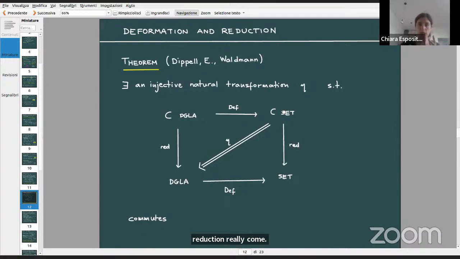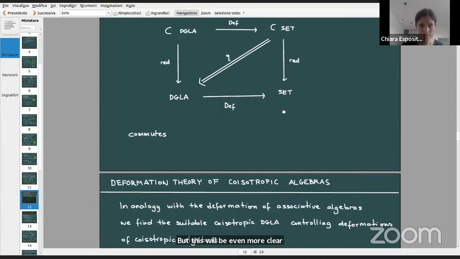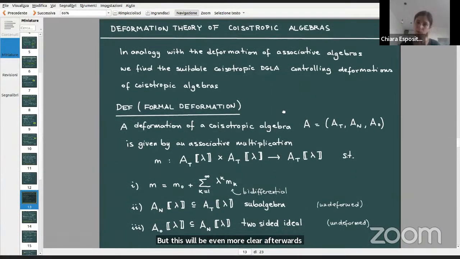So you see, this shows us that somehow this formalism of coisotropic DGLAs, coisotropic algebras, is really encoding reduction, and these deformations are somehow compatible with reduction. But this will be even more clear afterwards. So now we really have to understand how to connect this abstract way of deforming via functor with the formal deformations I have in mind. And I think this starts clarifying a little bit Anton's question. We have to understand which coisotropic DGLA actually controls the deformation of coisotropic algebras.